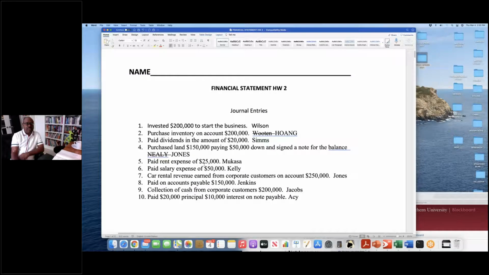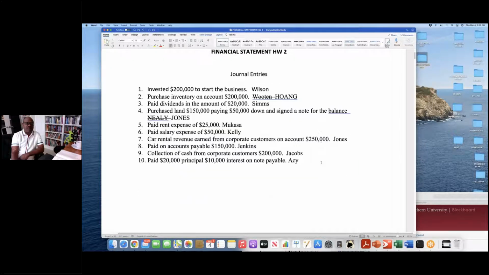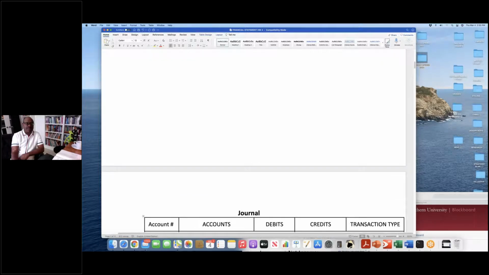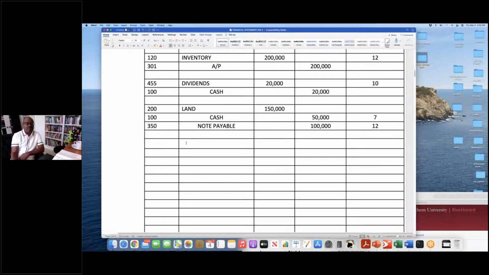Okay. Mukasa here. So for number 5, you debit rent expense, and then you credit cash. Debit, rent expense, credit, cash. What type is it? It's a type 9.